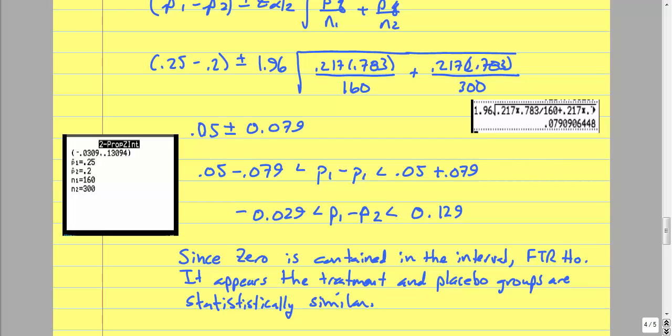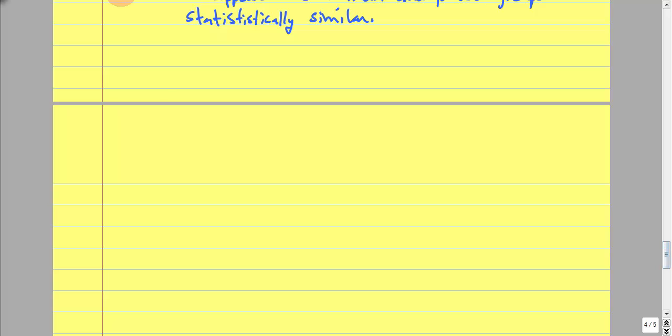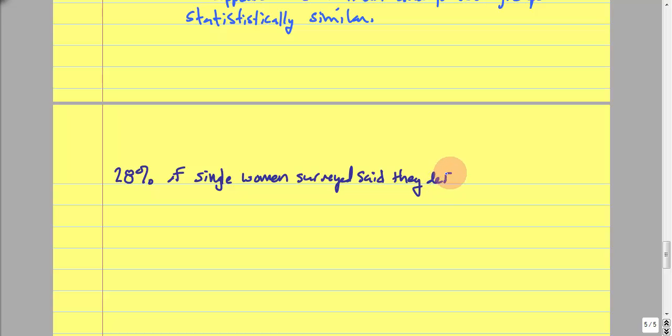Sometimes when you're working problems, you won't be given all of the information directly, but you'll be able to calculate it indirectly based on what's given to you. Let's go ahead and look at this example. For this example, we have a survey, and 28% of single women surveyed that they definitely want to have children. Now if you notice, they're already giving us the percentage here, so we don't know two things here. We don't know the number of single women asked, and we don't know the number who responded that said they definitely want to have children.